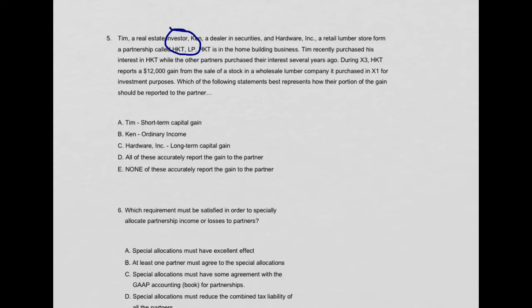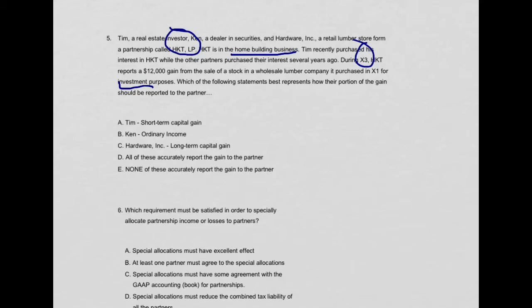HKT is in the business of building homes, and that's also good. Tim recently purchased his interest, while the other partners purchased their interest several years ago. During the current year, X3, HKT reports a $12,000 gain from the sale of stock in a wholesale lumber company it purchased in X1 for investment purposes. Which of the following statements best represents how their portion of the gain should be reported to the partner? So it's Tim would get a short-term capital gain.